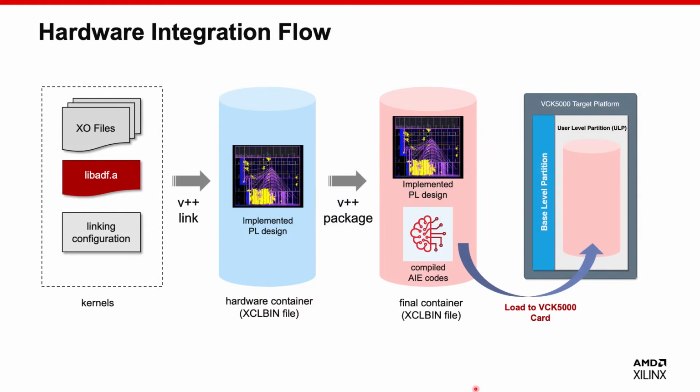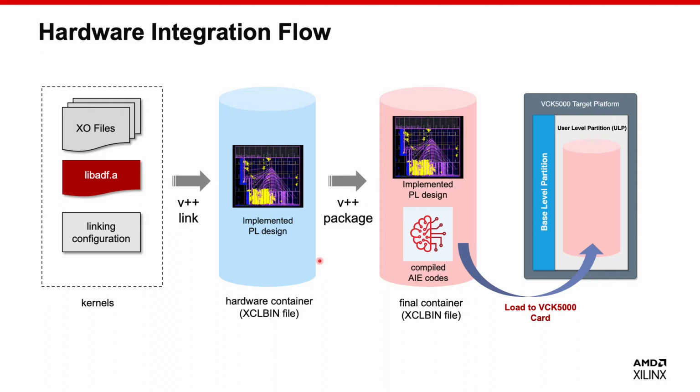The final hardware integration flow includes two steps. Firstly, the V++ link command is issued to build the hardware container. In this step, Vitis will automatically create a Vivado project with your configuration, which integrates the target platform user level partition and the user acceleration kernels. Then Vivado will finish the synthesis, placement, and routing jobs for you. The output of this step is a hardware container file, namely the XCLBIN file.